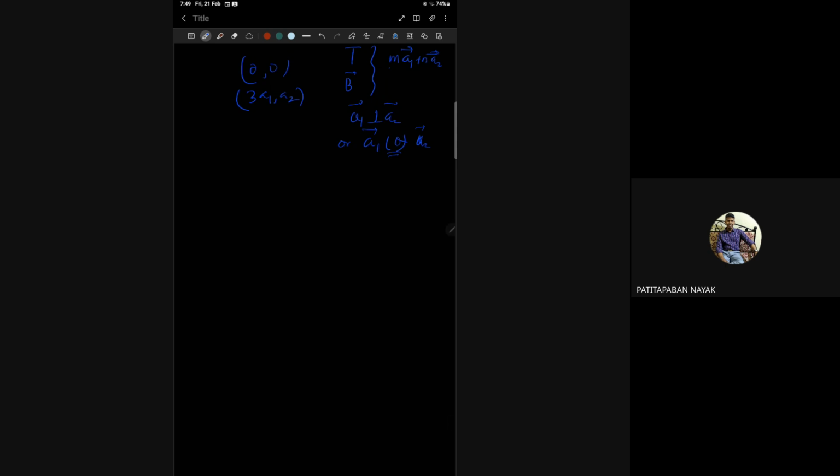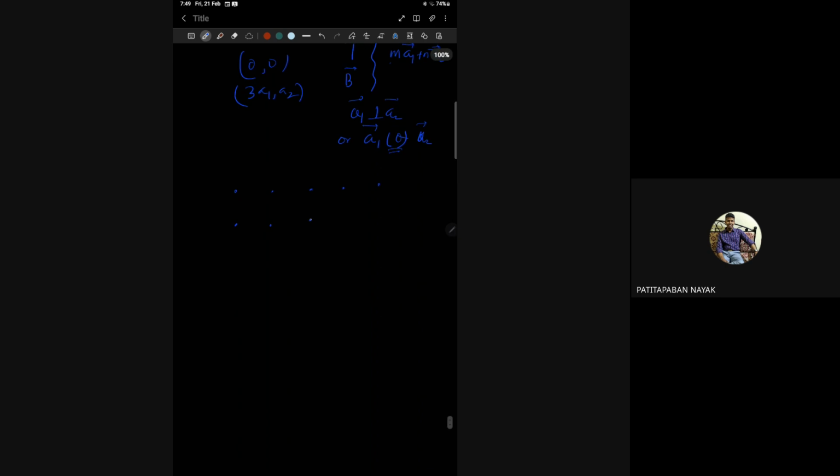Suppose I have points like this, like this, like this. So what I told is that I can take this to be my unit cell or primitive cell, or I'll take a cell like this, where I have only one point in one cell.